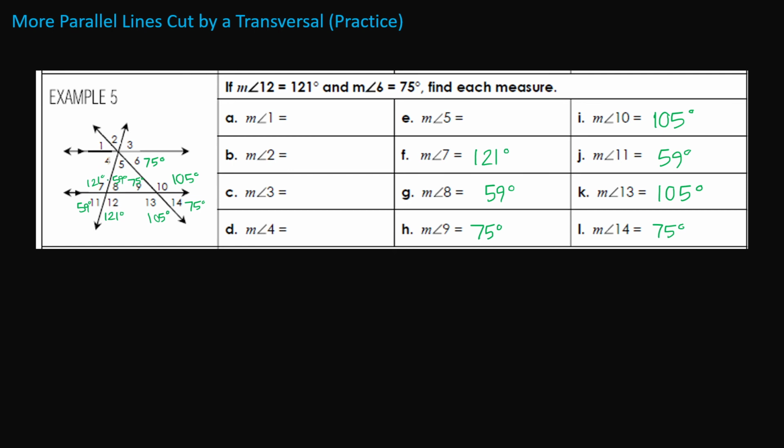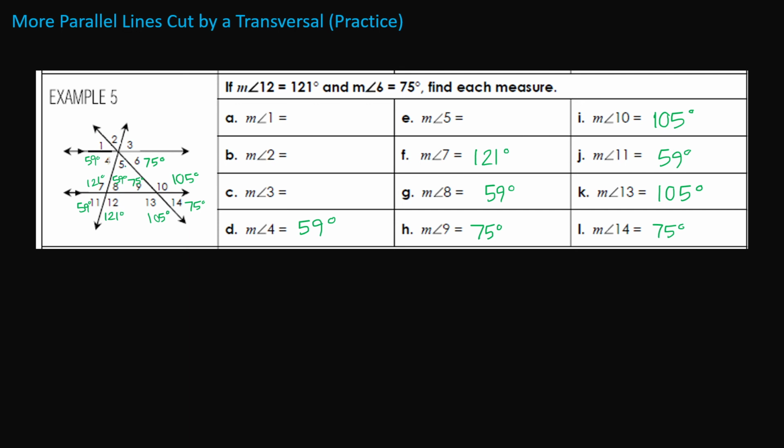Okay, still labeling what I know here. Angle 4 is supplementary to angle 7 because they are same side interior angles. That means angle 4 is 59 degrees. All right, what else can we figure out here?